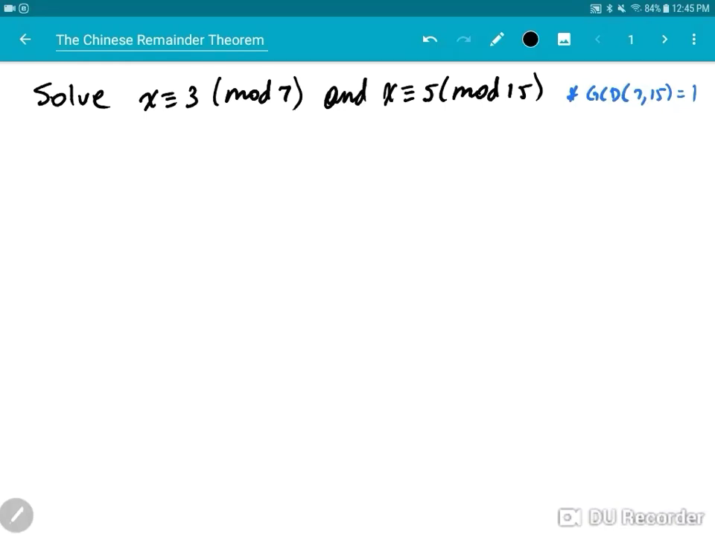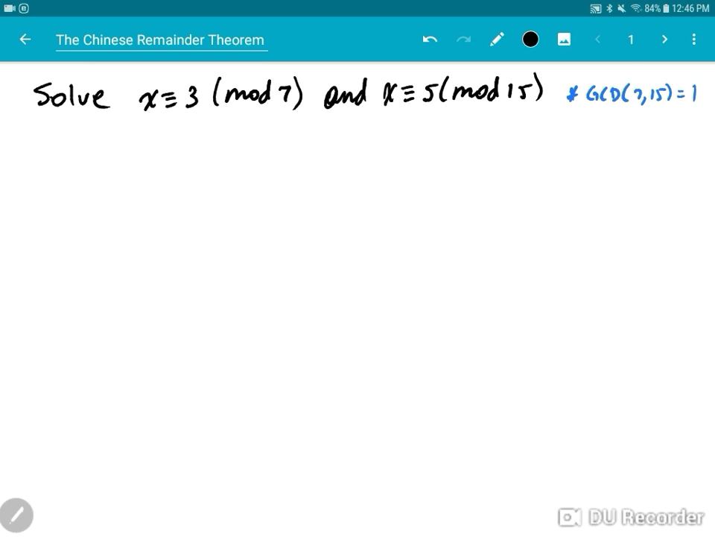Making a relatively short video on the Chinese Remainder Theorem. This is to help my students on a homework problem on this, and I picked this example from the textbook so that students can read along with me. That's on page 76 of our textbook.